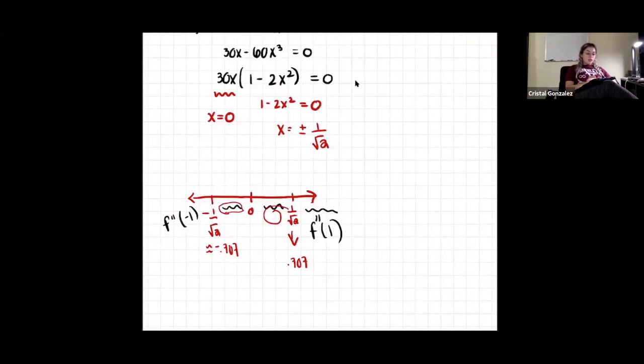And here you should have gotten concave upward. Here you should have gotten concave downward.